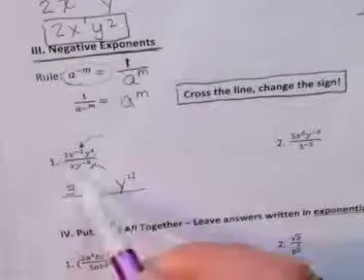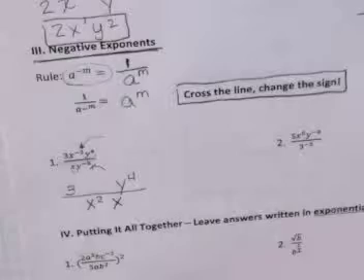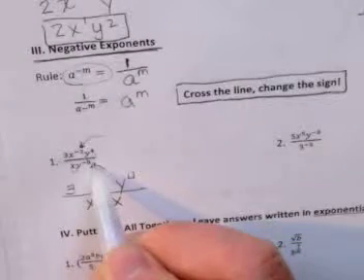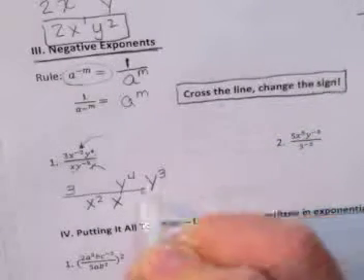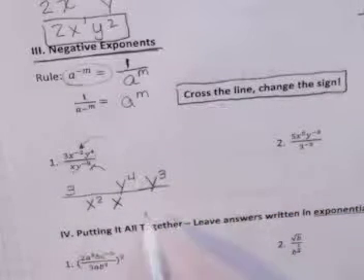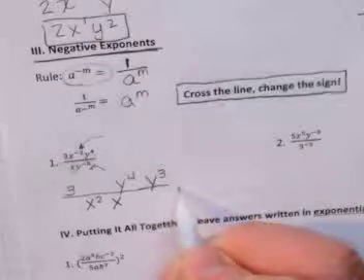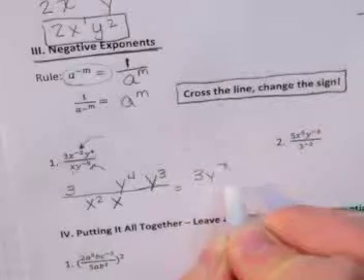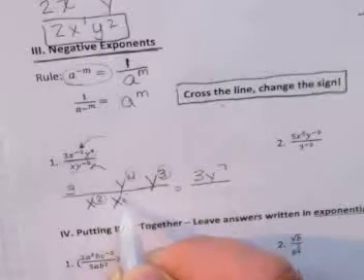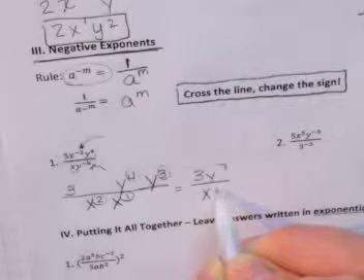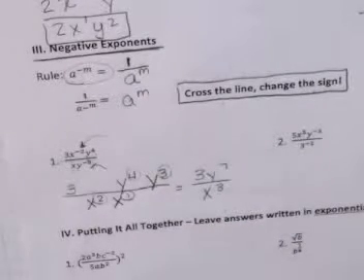Now I'm going to deal with what I've got in the denominator, and in the denominator I have an x to the 1st. It stays in the denominator. And I have y to the negative 3rd. So I'm going to cross the line and change the sign and write that up here as y to the positive 3rd power. Now you'll notice I am multiplying, so I need to hop back to the rule that when we multiply, we add the exponents. So this becomes 3y to the 7th, 4 plus 3, divided by x to the 2nd power times x to the 1st. So I add those exponents. And this is the answer to example number 1.